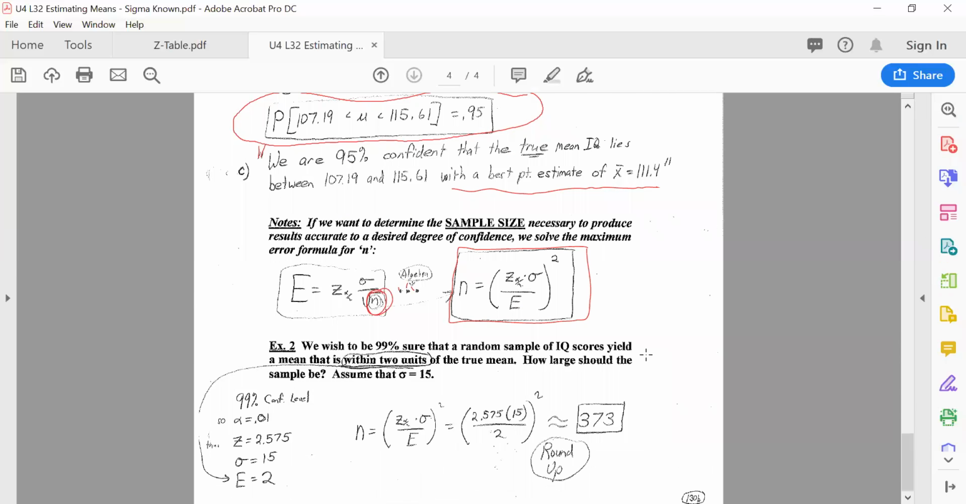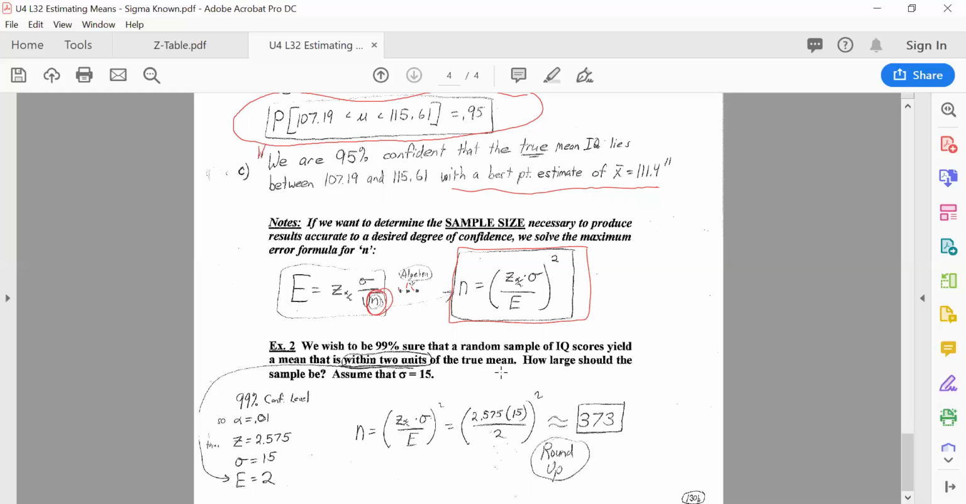So last example, and we're done with this lesson. We wish to be 99% sure that a certain random sample of IQ scores yields a mean that is within 2 units of the true mean. How large should the sample be? And it says assume that sigma is 15.